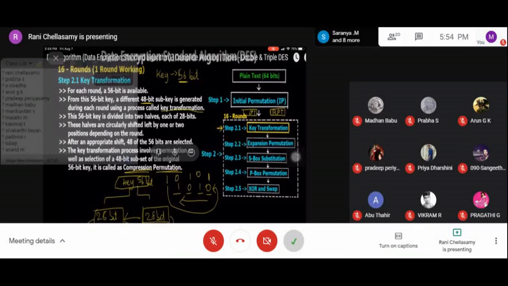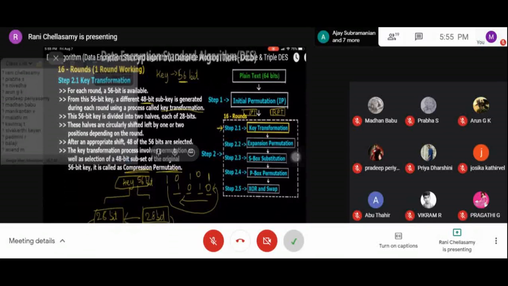After the appropriate shift, 48 of these 56 bits are selected. So the 56 bits are converted into 48 bits. The key transformation process involves permutation as well as the selection of a 48-bit subset of the original 56. At this step, the 56 key bits are converted into a 48-bit subset. This is called compression permutation, so 56 bits are compressed into 48 bits.